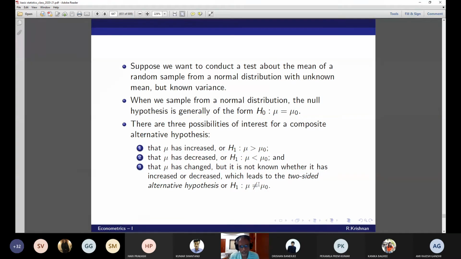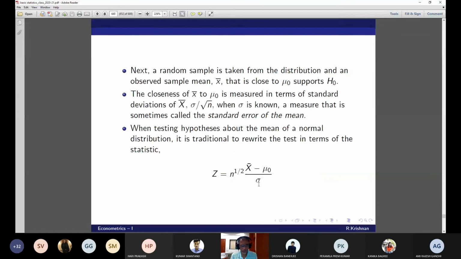What are they? Mu is greater than mu 0, mu is less than mu 0, or mu has changed but it is not known whether it has increased or decreased, which leads to the two-sided alternate hypothesis: mu is simply not equal to mu 0, which can be greater than mu 0 or less than mu 0. What do you do next?